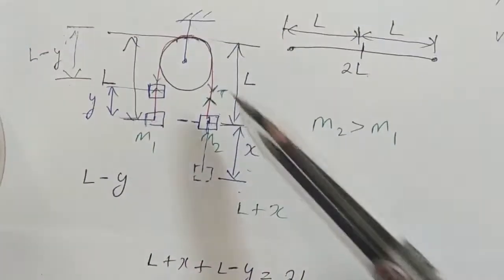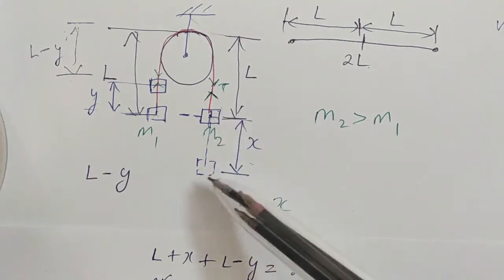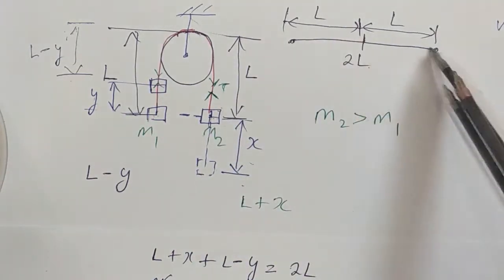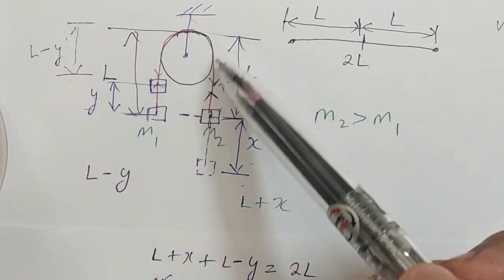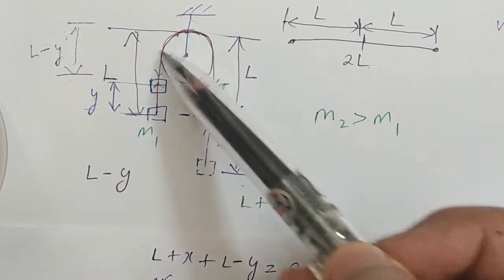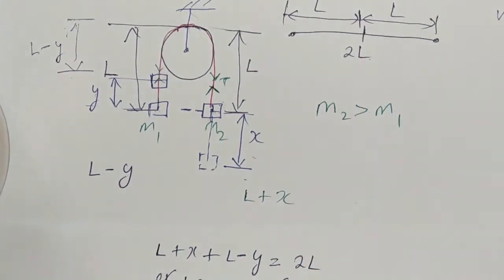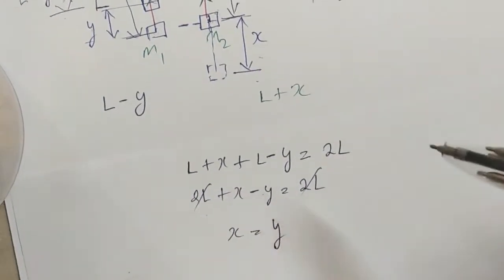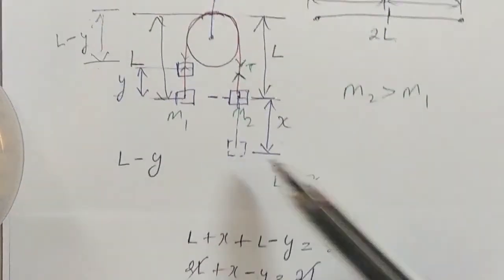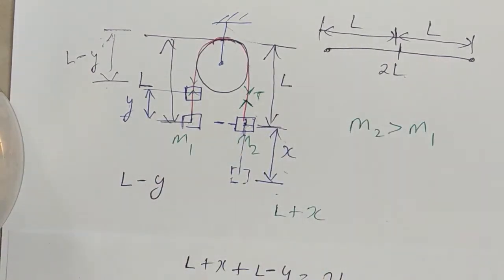If you use your common sense, then you can say that if this block is moving by a certain distance x, then if the length of the string is not changing, definitely the other has to move by a distance y, because it is just wrapping around. This length is never changing. So it could also have been determined by common sense, but we are using some physics and some mathematics to prove the situation. Correct. So we have found out that this will fall by a distance x, and this in turn will also move by the same amount, that is y.